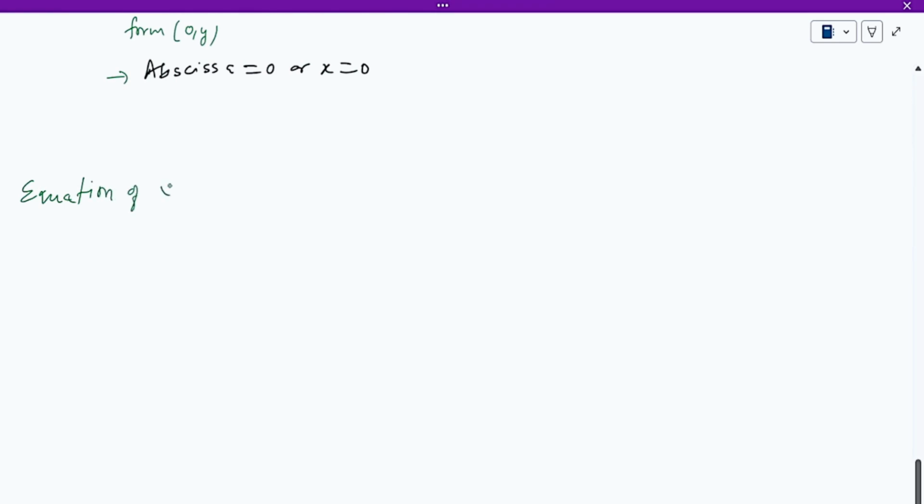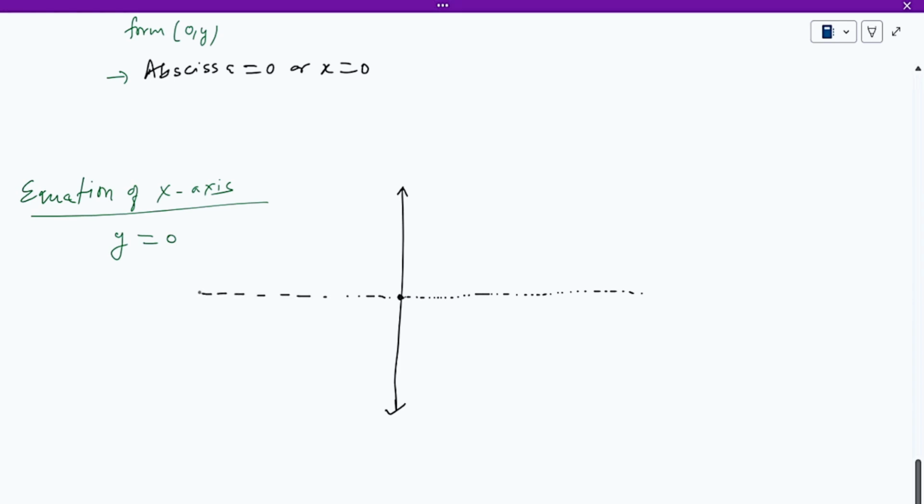Equation of x-axis means what? y is equal to 0. Whatever x value we are taking, we have the y-axis over here and I'm marking the origin. y is 0, and we are taking different values of x. For positive values of x we get infinitely many points, and for negative values of x this also gives us infinite points. Together these infinite points give us a line, which is the x-axis.